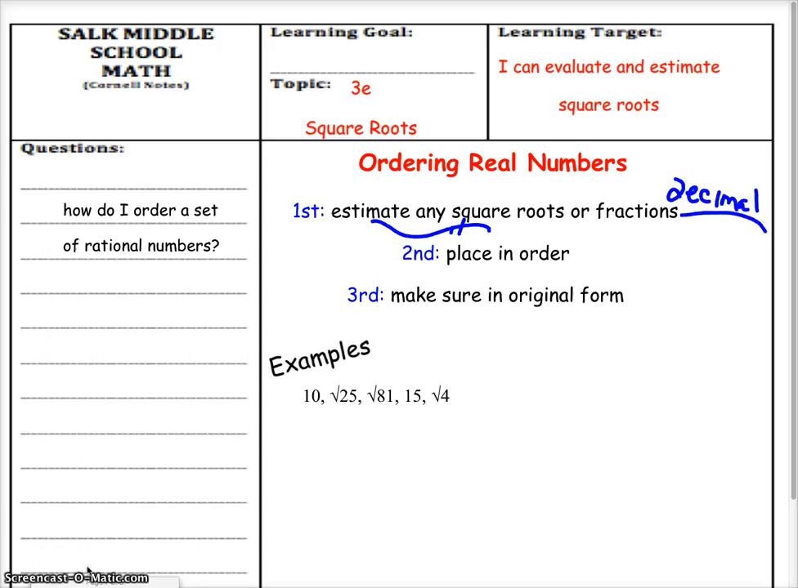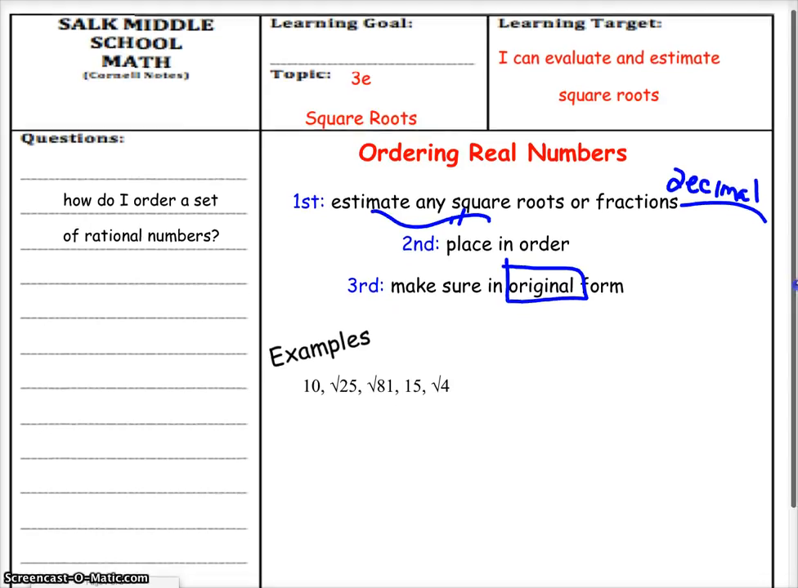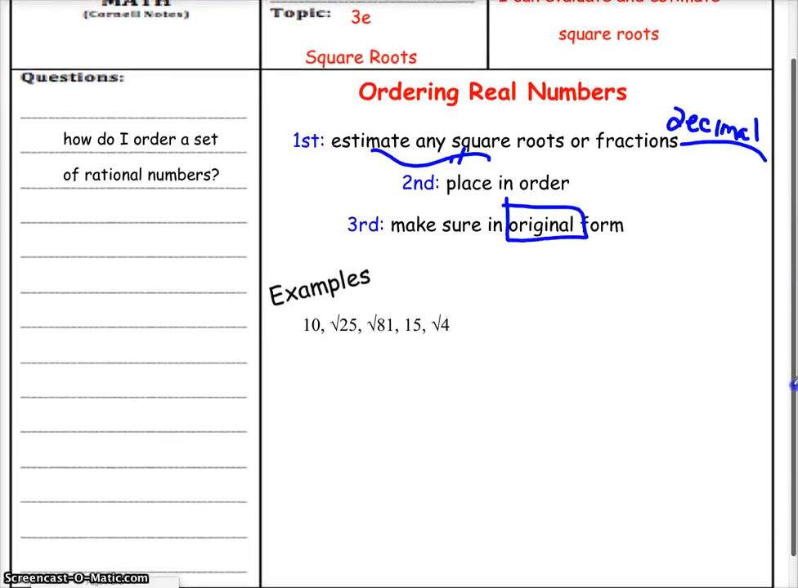It's the easiest for me though. I work best when things are in a decimal form. And then I place in order, and everyone box this up: you make sure you put it in the original form. So if you changed anything, you always put it back to the original.